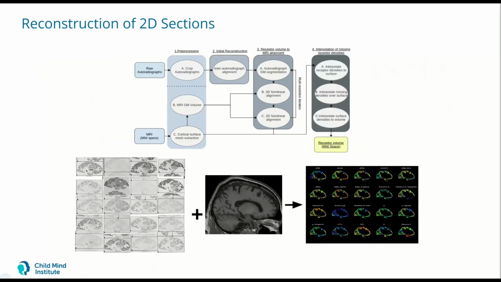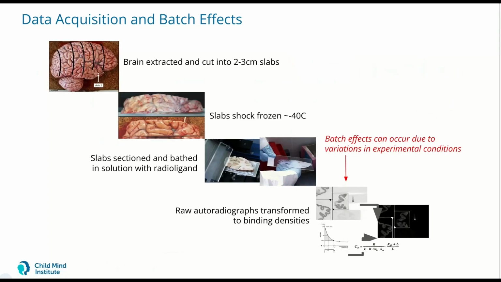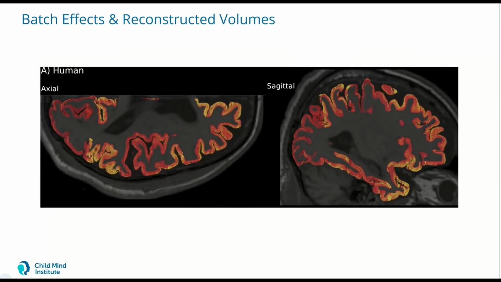Now the project is to take these 2D sections and put them into 3D, and to do that we developed a pipeline which does this quite effectively. The only problem is that once we had reconstructed the 3D images, we saw that there were batch effects that had been introduced. Probably related to the incubation of the sections in the radioligand, there are mean shifts between different batches of tissue. And so you can see that here.